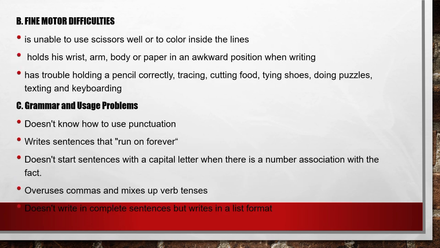Next is B, the fine motor challenges. It includes difficulty using scissors or coloring within lines, awkward wrist, arm, body, or paper positioning while writing, trouble holding a pencil correctly, tracing, cutting, tying shoes, doing puzzles, texting, and keyboarding.